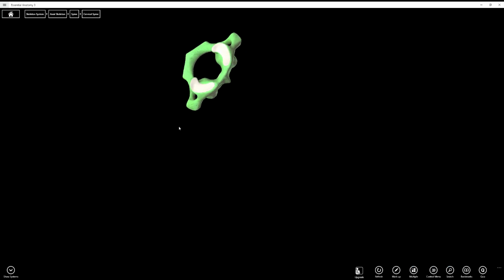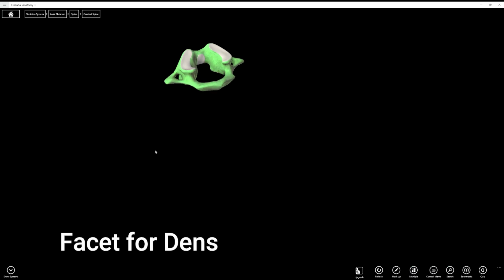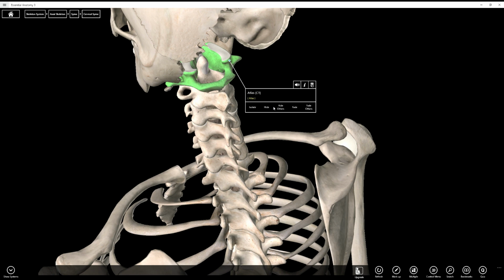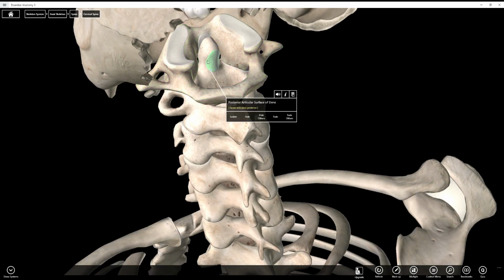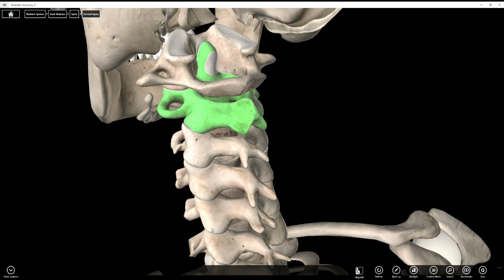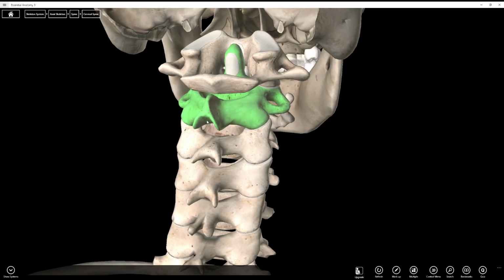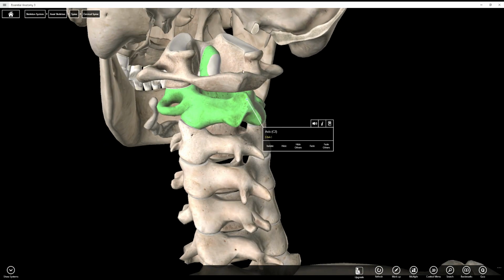Now, if we look back behind the arch, we see a smooth facet, and that is called the facet for dens. It's called the facet for dens because if we bring back C2, we can see the odontoid process, or dens, as it's called, articulates with the facet for dens. So that's why it's smoother. There's an articulation. And you can kind of get an idea why C2, which is highlighted, would be called axis, because it's the axis that C1, and therefore our head, rotate around.